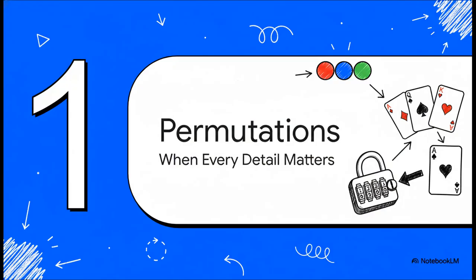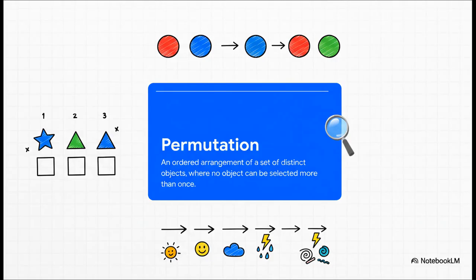Okay, so let's dig into permutations first. The one where, just like the name suggests, every little detail and every possible position matters. So what's the deal with a permutation? Well, it really boils down to two simple rules. First, the order you arrange things in is super important. And second, you can't pick the same thing twice. It's all about lining stuff up in one specific sequence.